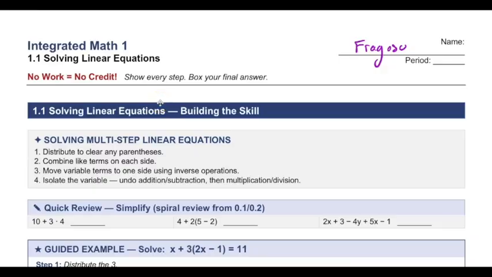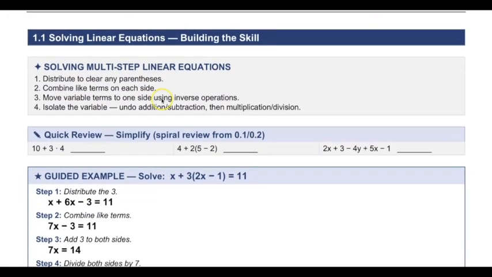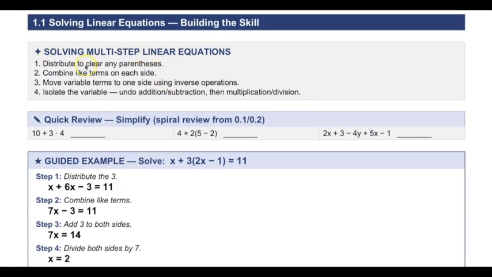Let's go over my worksheet 1.1, solving linear equations. When we solve multi-step linear equations, this is the process we follow. First, we distribute to clear any parentheses. Second, we combine like terms on each side. Third, we move variable terms to one side. We try to get the x, or the variable, by itself.